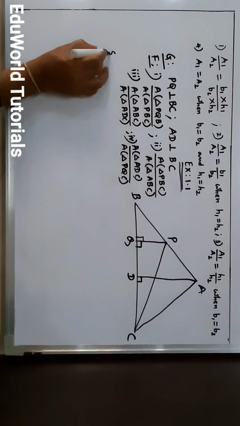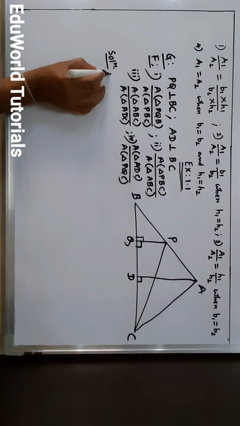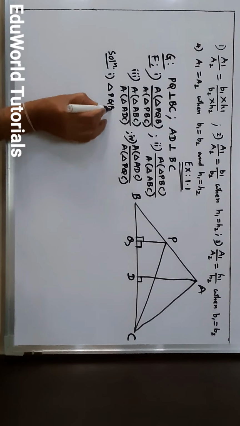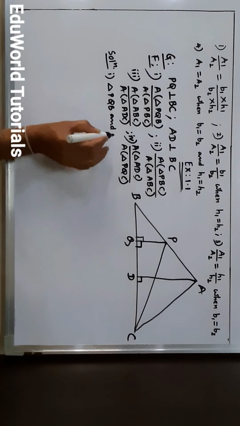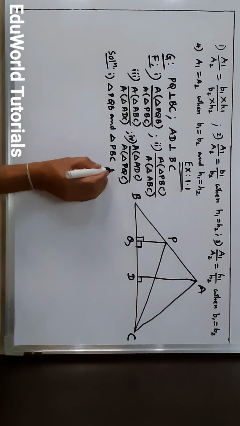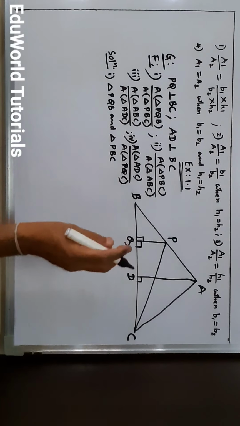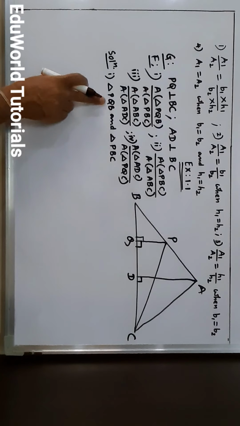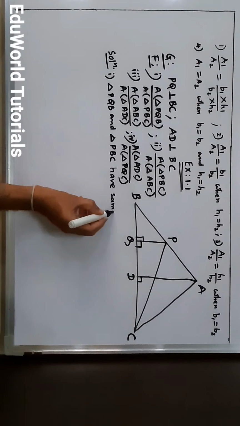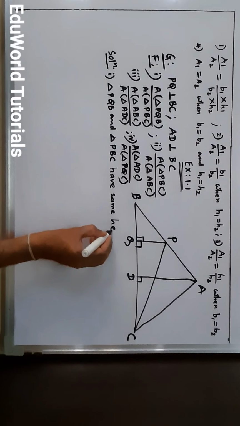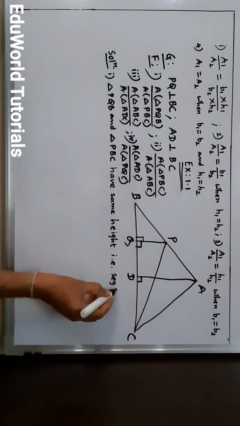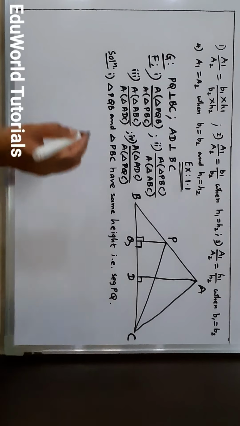So what will I write in the solution? I will write the first triangle. Which triangle? Triangle PQB and, which is the other triangle? Triangle PBC. What do they have? Do they have same height or same base? They have same height. So triangle PQB and triangle PBC have same height. And which is the height that you have to specify? That is seg PQ, which is the height for both the triangles.